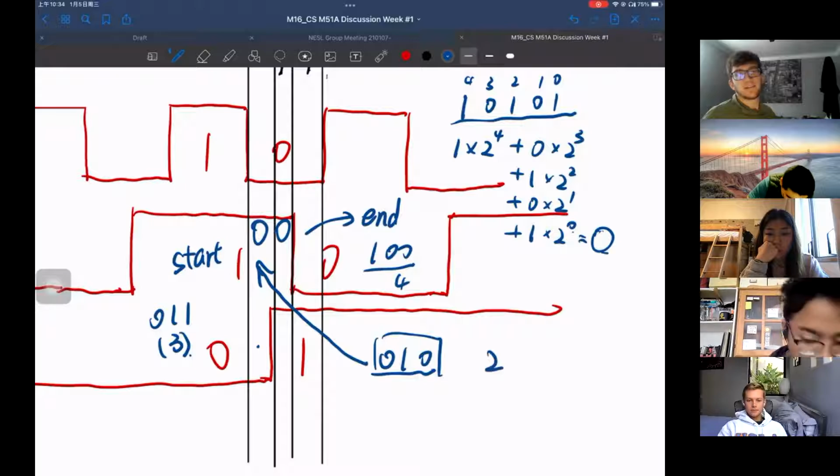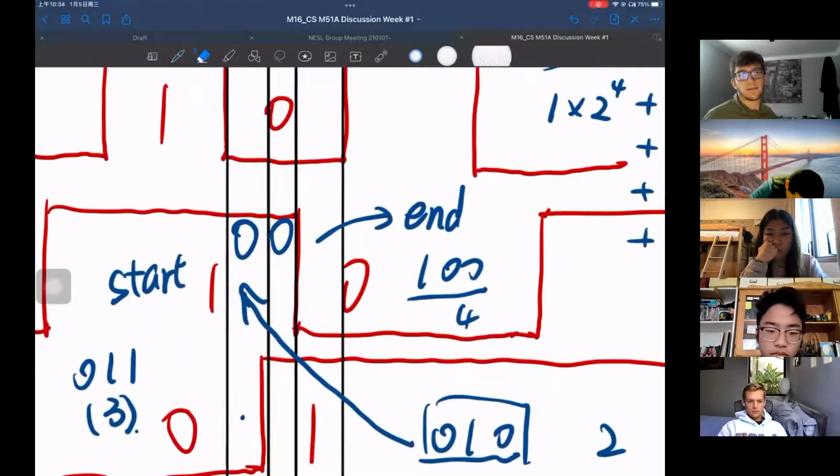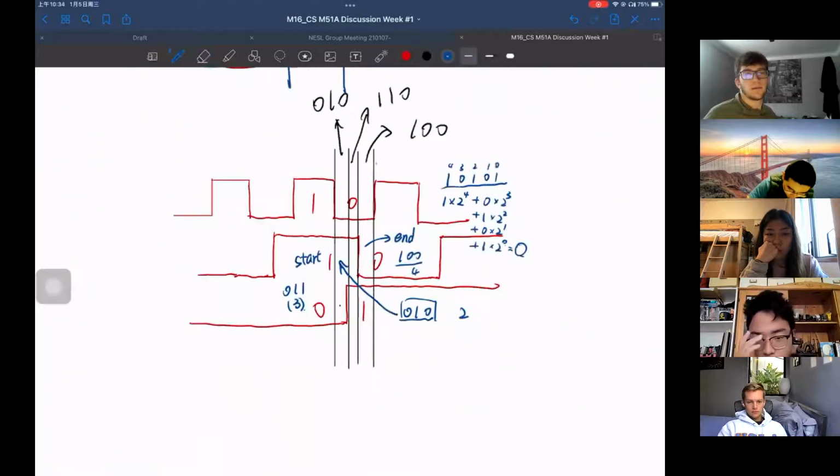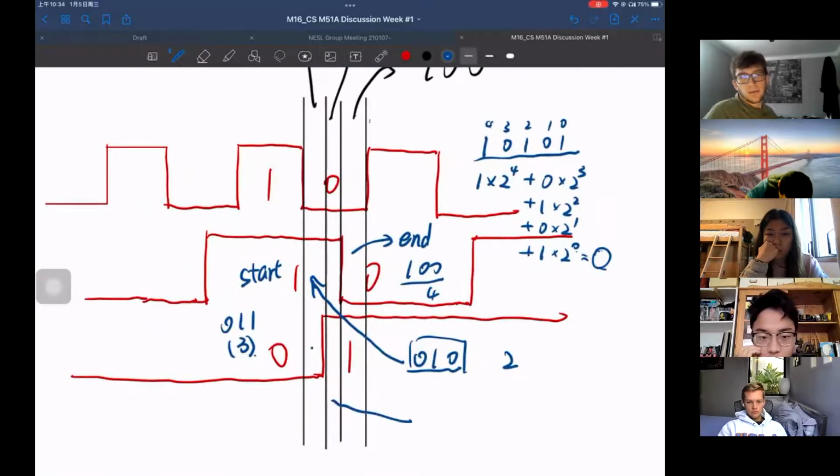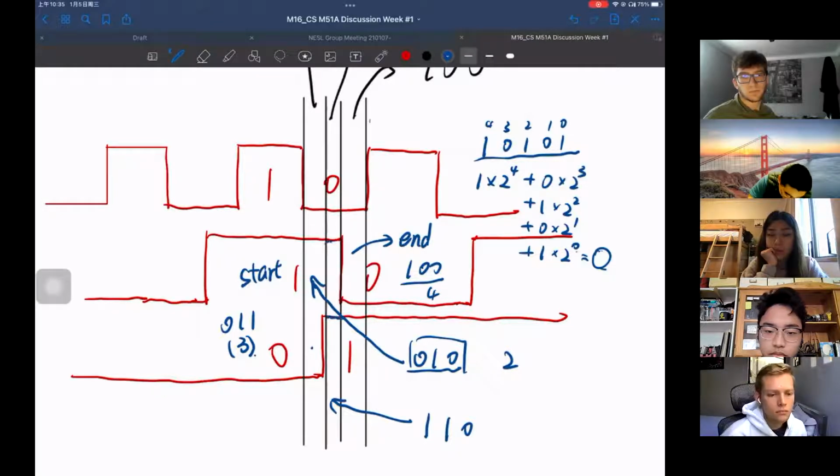And how about in the middle interval? In the middle interval, which is here, the highest bit is 1, right? Because it's high over here. And the second bit is also high, it's 1, and the third one is low. So what's the number we are getting? 1, 1, 0, if I'm right. Can anyone verify this? So it's high, high, and low in the second interval.